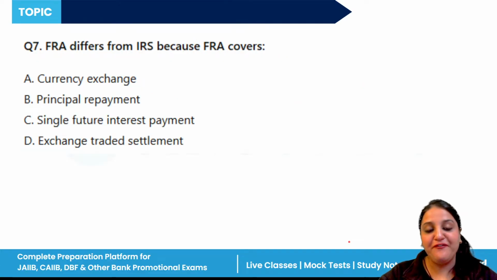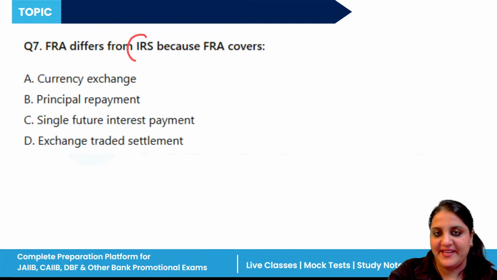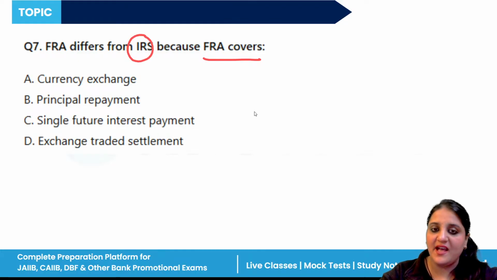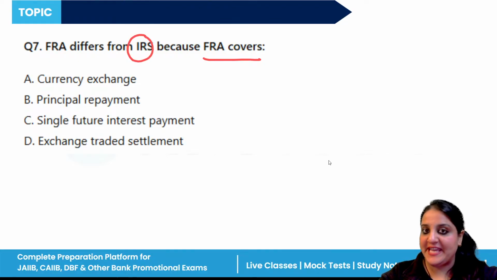FRA differs from IRS because FRA covers... What is the meaning of FRA? FRA is forward rate agreement. IRS is interest rate swap. Forward rate agreement is the full form of FRA, and IRS is interest rate swap.